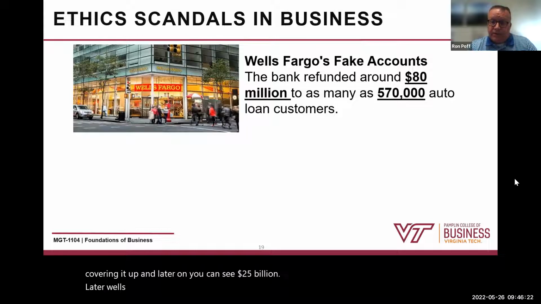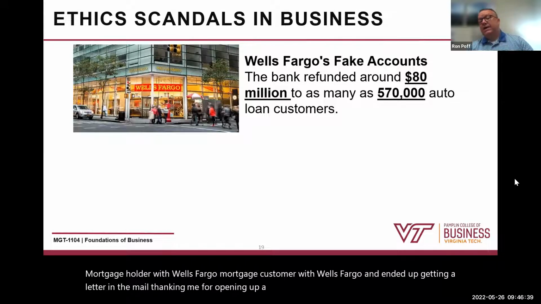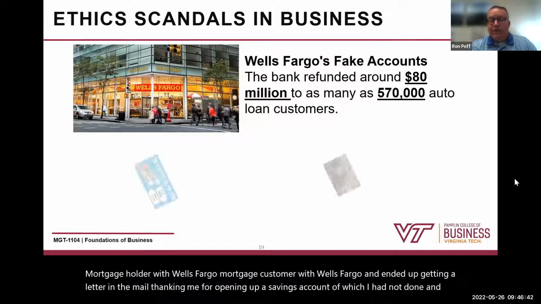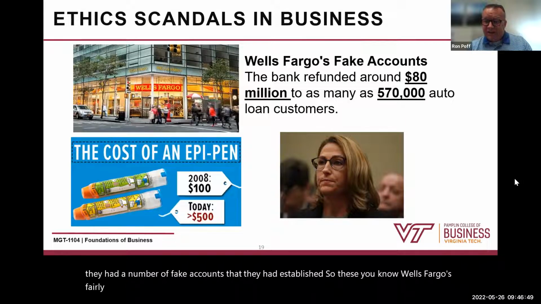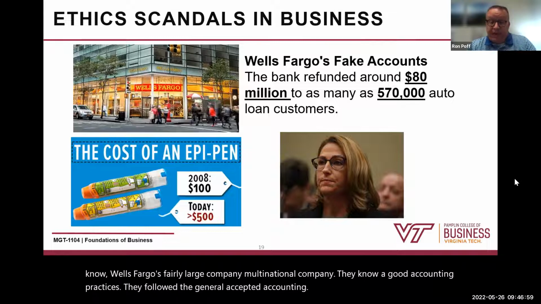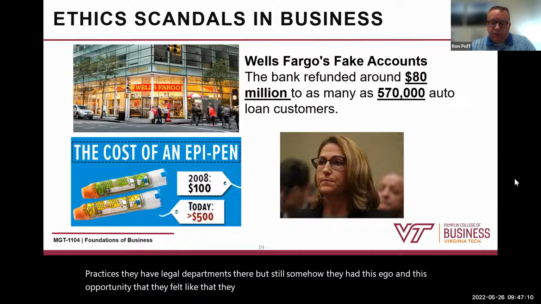Wells Fargo, I was actually impacted by this one. I was a mortgage customer with Wells Fargo, and ended up getting a letter in the mail thanking me for opening up a savings account, which I had not done. So they had a number of fake accounts that they had established. Wells Fargo is a fairly large multinational company. They know good accounting practices. They followed the generally accepted accounting practices. They have legal departments there, but still somehow they had this ego, this opportunity that they felt like they could set up these false situations.